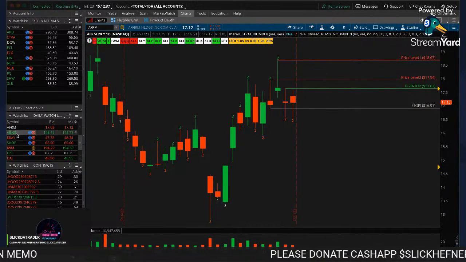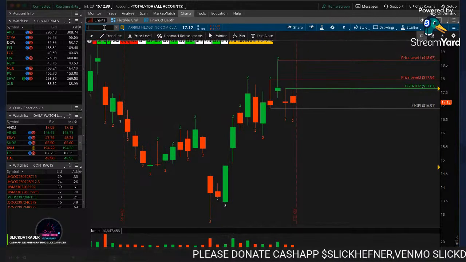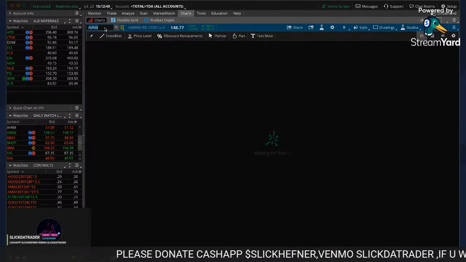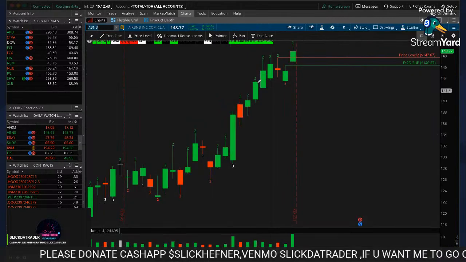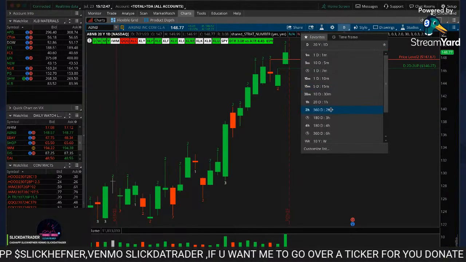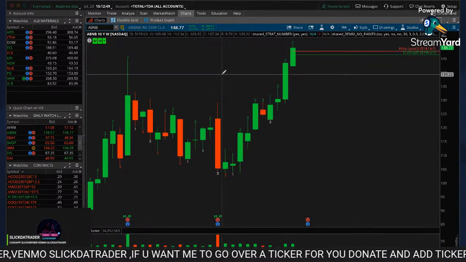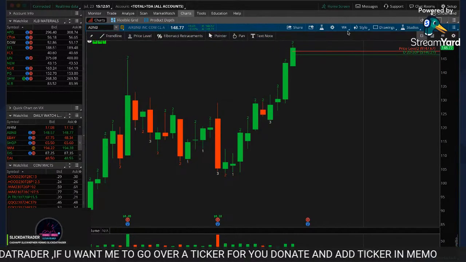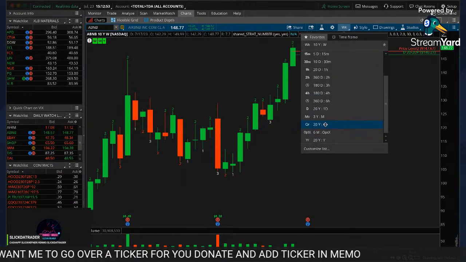Remove draw. Okay, cool. Airbnb is another one I'm looking at. So if I see something on the weekly chart, let me see. All right, so we got full time frame continuity. Look at the monthly.